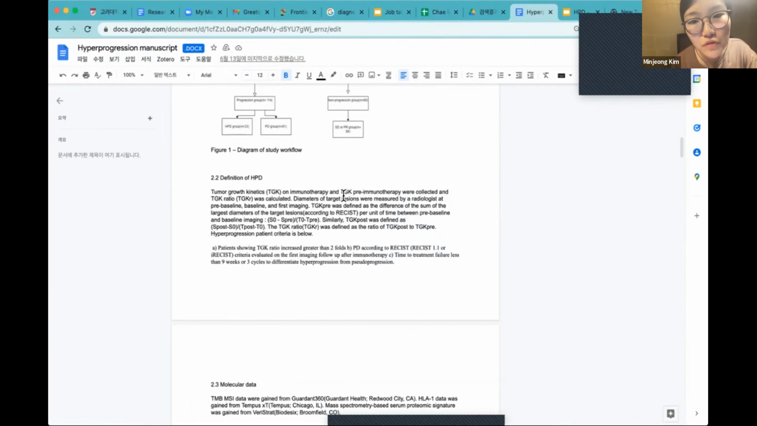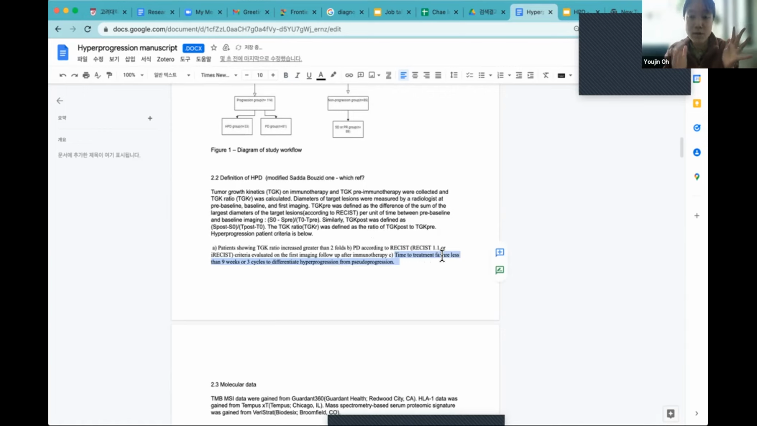So Dr. Hyunsun used a modified Sadabuzzi definition, which happens pretty often in current literature, because Sadabuzzi tends to overestimate. I think one of the modifications she added was adding TTF less than 2 months. I noticed TTF and was kind of confused, like, did they use Kato? But it was a modified version of Sadabuzzi.